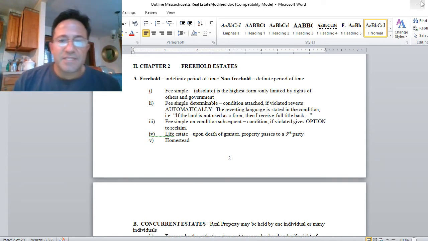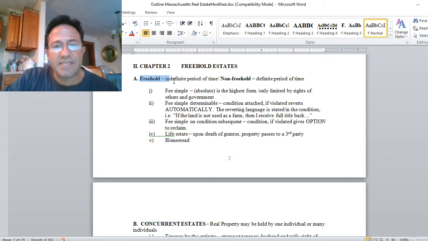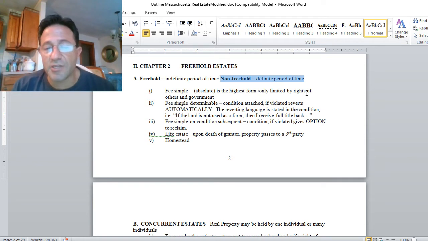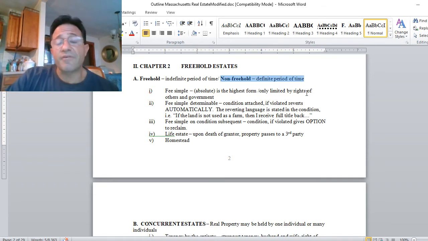So freehold estates are what we're learning now, and a freehold estate is an indefinite period of time. So folks, this is telling us that we're dealing with title. It's for an indefinite period of time that we have rights to own a piece of real estate. And so a freehold estate is talking about title, as opposed to a non-freehold estate, which we'll learn in a later segment. That's talking about a definite period of time. And usually when you talk about a non-freehold estate, you're talking about a lease situation, a landlord-tenant situation, the right of possession. But very separate from that is a freehold estate, okay? It's for an indefinite period of time.